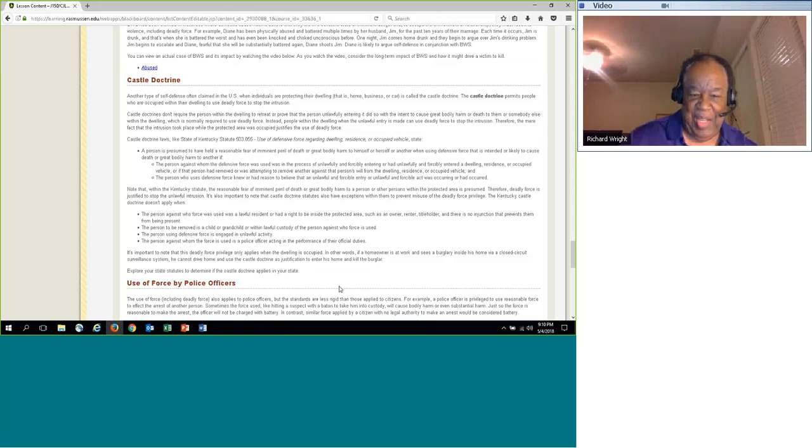So anyway, you can look at your states, but here's the final thing I'm going to say, as it's written down here, and it kind of sums it up. It's important to note that this deadly force privilege applies only when the dwelling is occupied. It has to be occupied. In other words, if the homeowner is at work and sees a burglary inside his home with closed circuit surveillance, he cannot drive home and use the castle doctrine. You should call the police then.